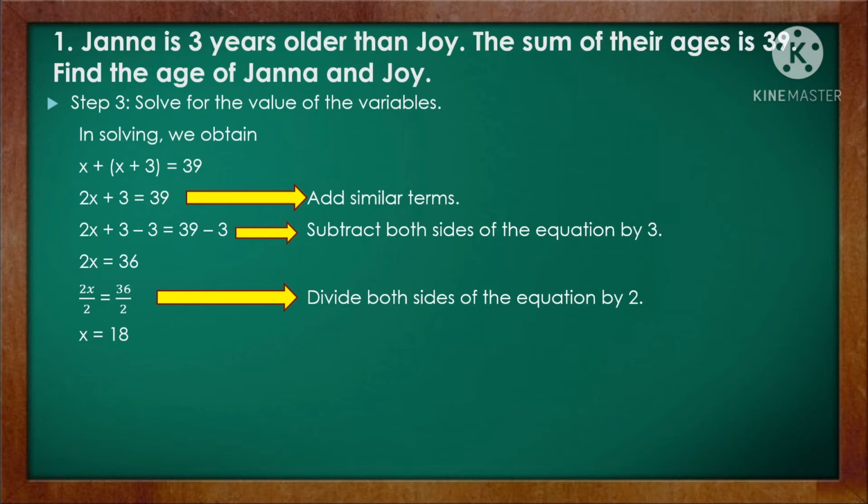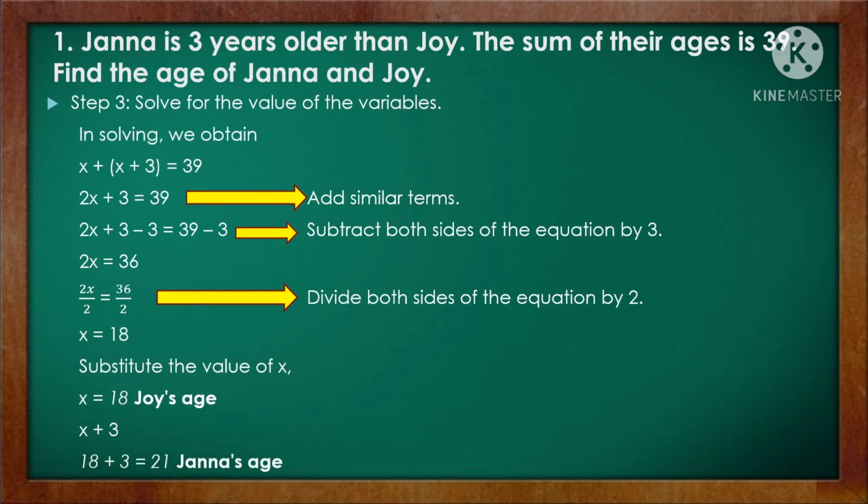And that gives us x is equal to 18. Substitute the value of x. We have x equals 18, which is Joy's age, and x plus 3 is 18 plus 3, which is equal to 21, which is Jana's age.